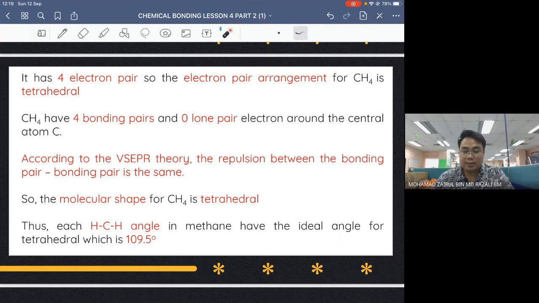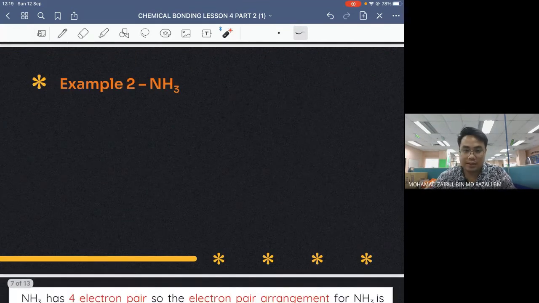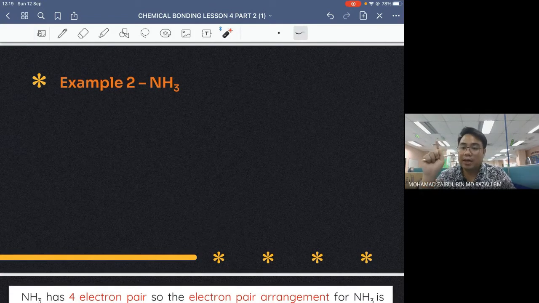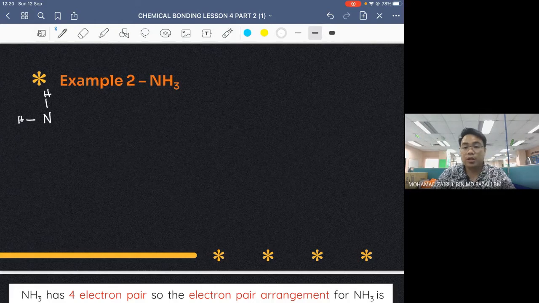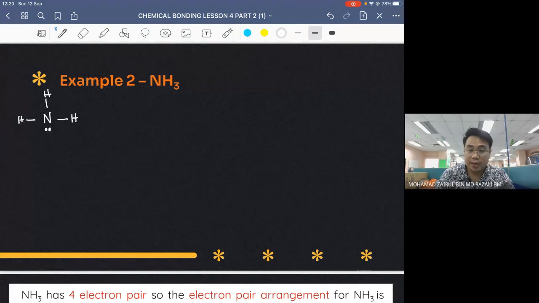Okay, let's go to the next example, NH3. So remember that the first one is you need to draw the Lewis structure. Okay, so NH3, the nitrogen will become the central atom. Nitrogen becomes central atom, and then we have 3 hydrogen at the terminal. And if you draw the Lewis structure, awak akan nampak ada satu lone pair electron on the nitrogen. Okay, so kita state dia punya electron pair.